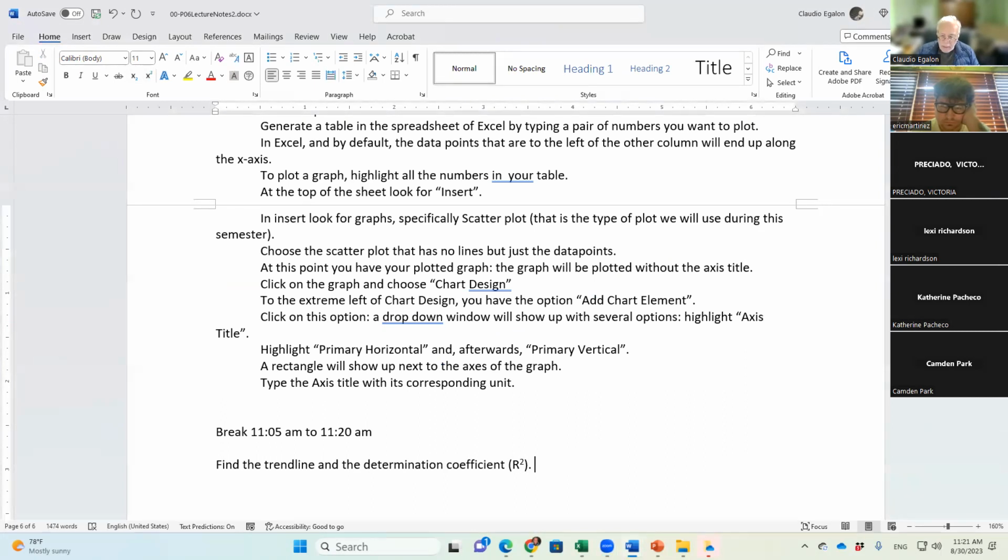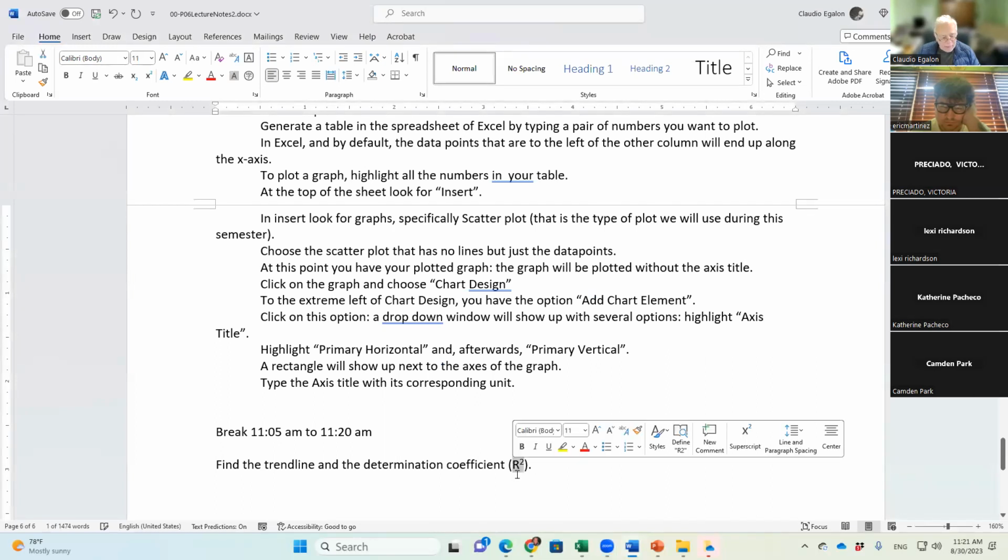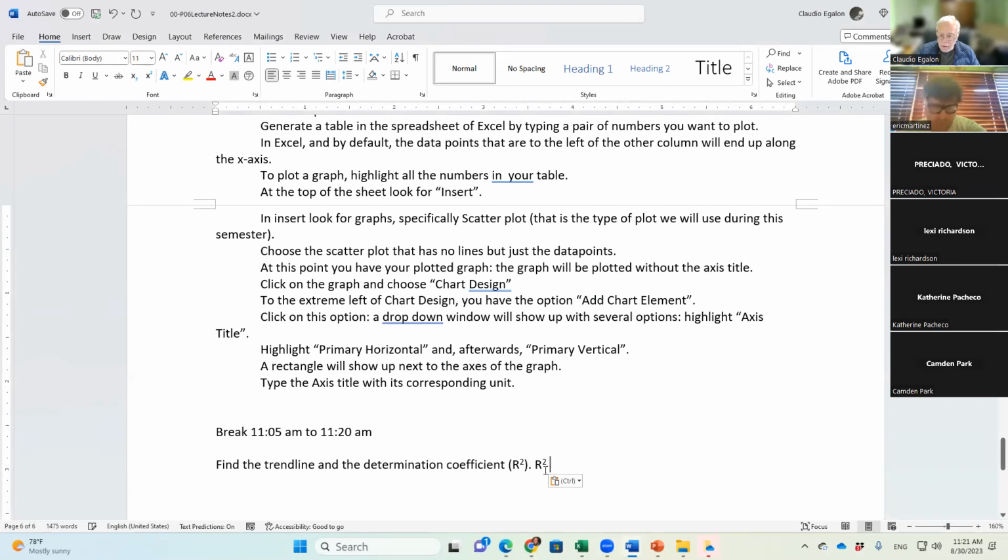You know, R square is related, right? If you took a statistic before, R square is related to the correlation coefficient, okay, which is R. R is the correlation coefficient, R square is the determination coefficient.